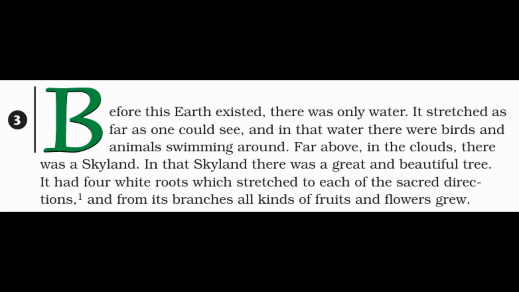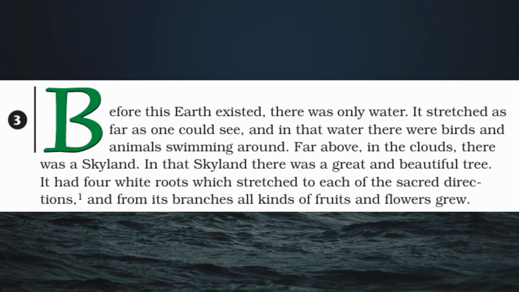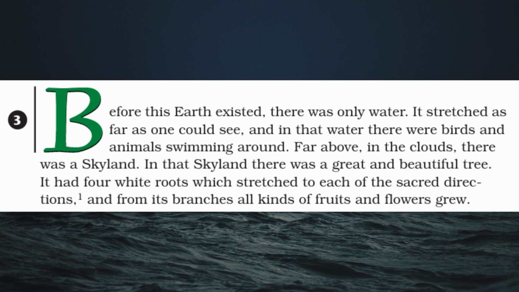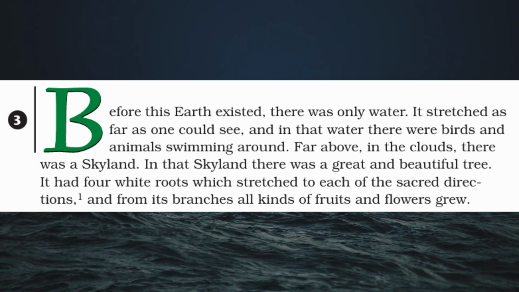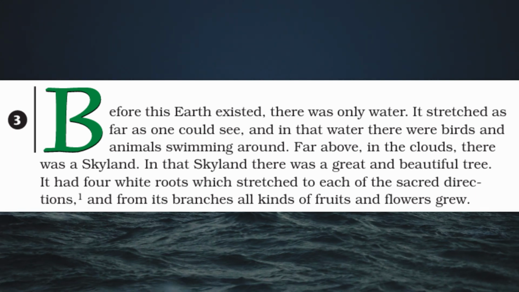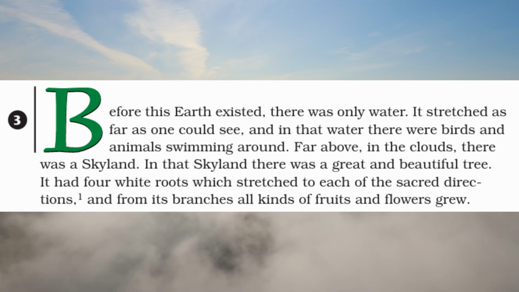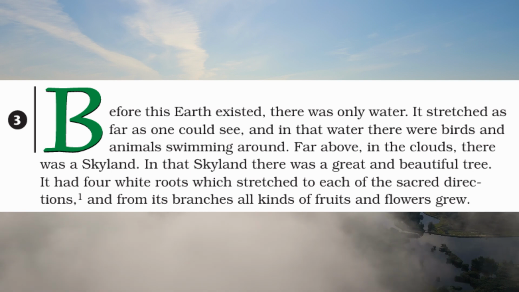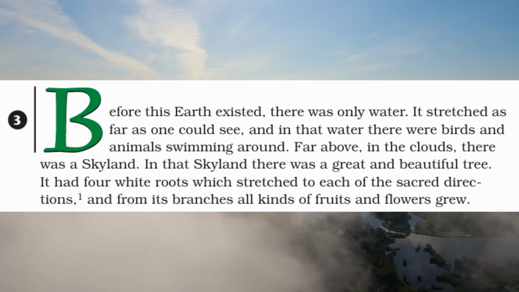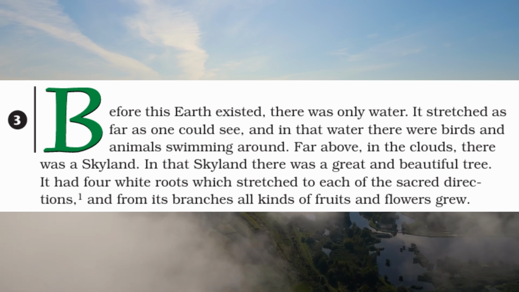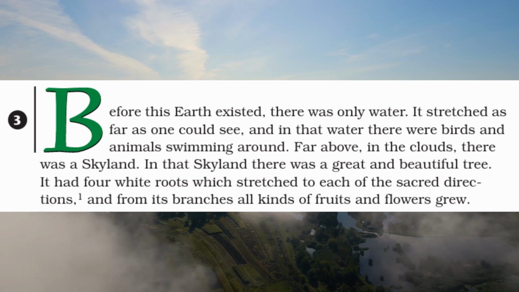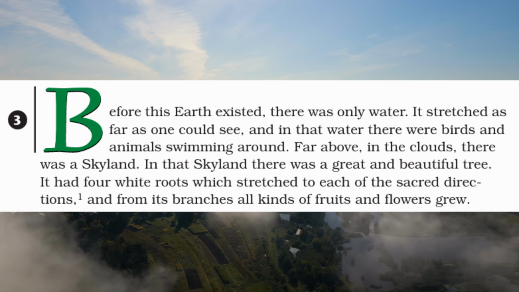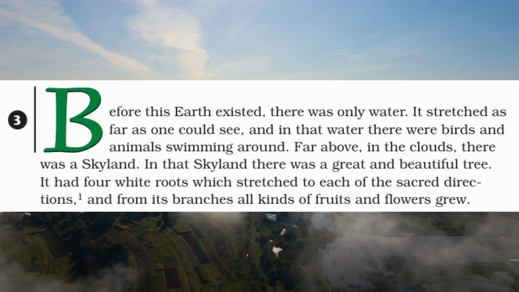Before this earth existed, there was only water. It stretched as far as one could see. And in that water, there were birds and animals swimming around. Far above, in the clouds, there was a skyland. In that skyland, there was a great and beautiful tree. It had 4 white roots, which stretched to each of the sacred directions. And from its branches, all kinds of fruits and flowers grew.